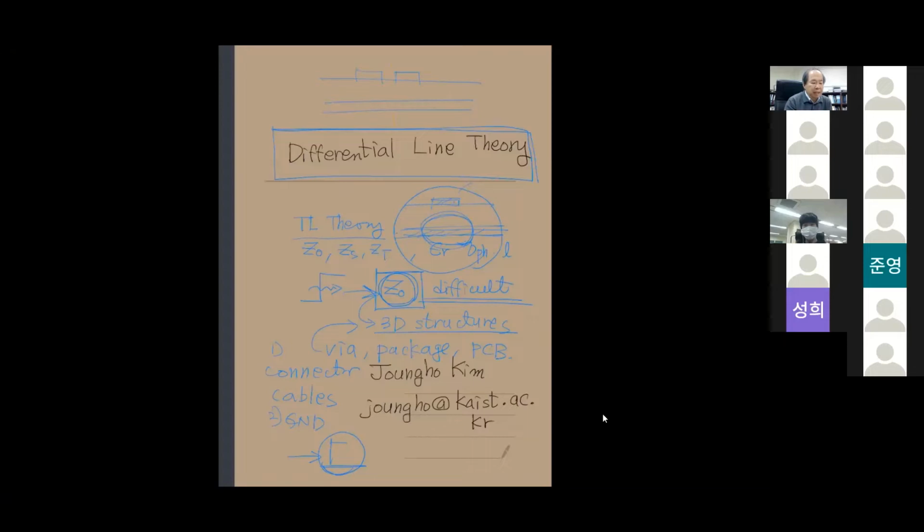But the price, the cost of the differential signaling scheme, is that because we are having two lines, number one and number two, it means we have more interconnections. That means it will take more area and more power consumption.